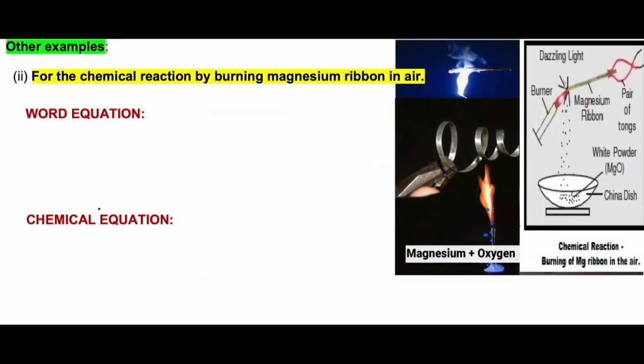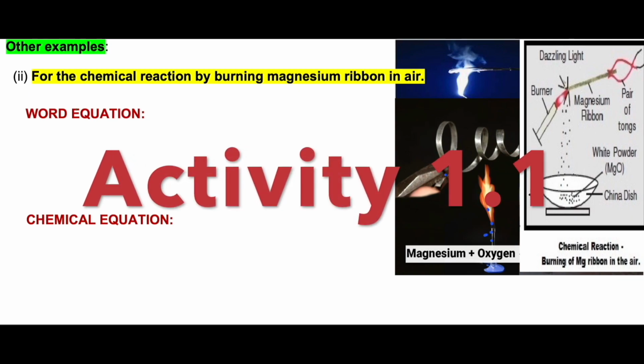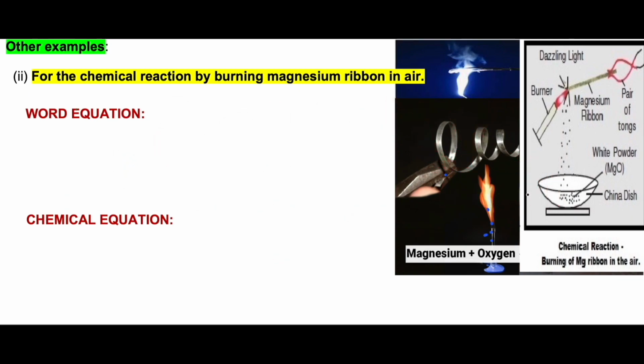Children, let us practice how to write word equation and chemical equation of certain chemical reactions given in our NCERT. These activities are very important from exam point of view, so I'll discuss them in detail. Let us write down the word equation and chemical equation for the chemical reaction by burning magnesium ribbon in air. This is Activity 1.1 given in our NCERT.